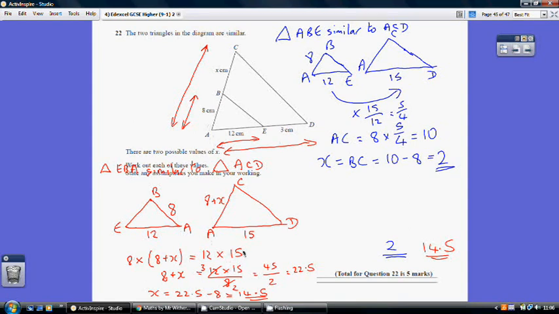So we've got 12 times 15. Let's divide through by 8. So we've got 8 plus x equal 12 times 15 over 8. I've then just cancelled down the 12 and the 8s to 3 and 2. 3 15s are 45 over 2, which is 22.5. So 8 plus x is 22.5. Taking away 8 from both sides, we've got x being 14.5. So our second value for x is 14.5, and that is when you have the assumption that triangle EBA is similar to triangle ACD.